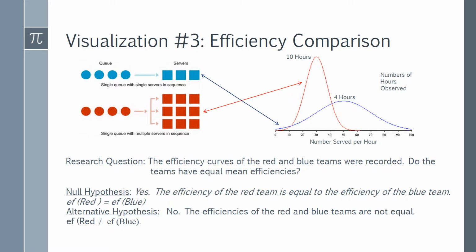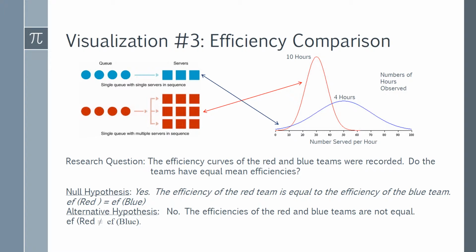On visualization number 3, it's called the efficiency comparison. Here, we have more factors involved, and it is a comparison of two teams, a blue team and a red team, with this mixed data. We have two bell-shaped curves with noticeable differences. One shows 10 hours in red, and one shows 4 hours in the blue. You see a great difference in the numbers of hours observed.